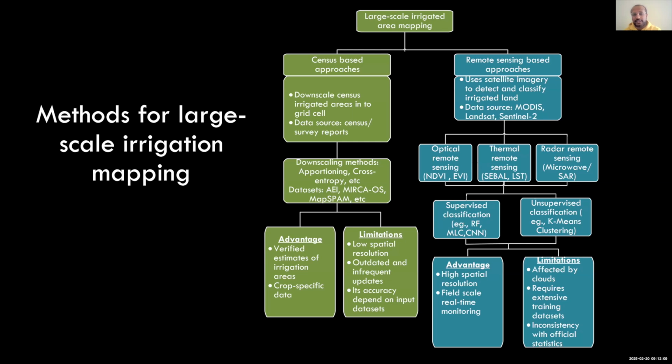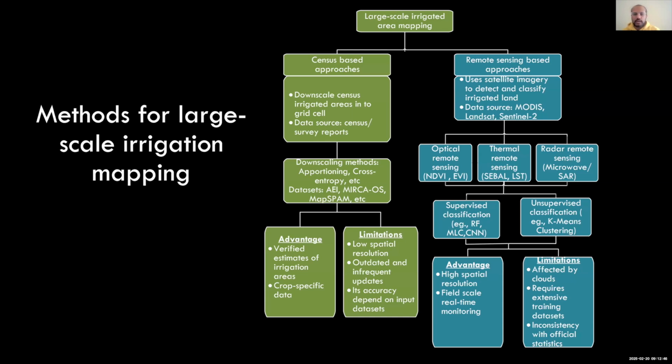the census-based large-scale irrigation mapping involves downscaling of those national or subnational information into grid cell information. Downscaling involves apportioning, which is the proportional distribution of those subnational and national irrigated areas into specific grid cells, so that the grid cells summed within the national or subnational area do not exceed the census report, or there is also cross-entropy.